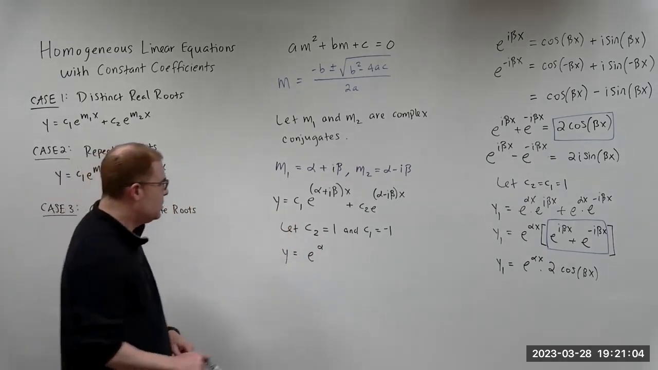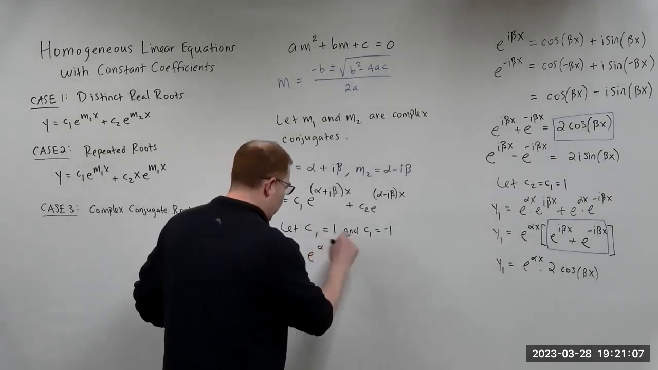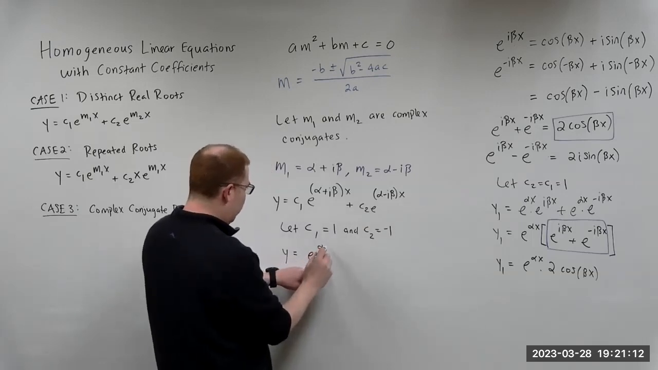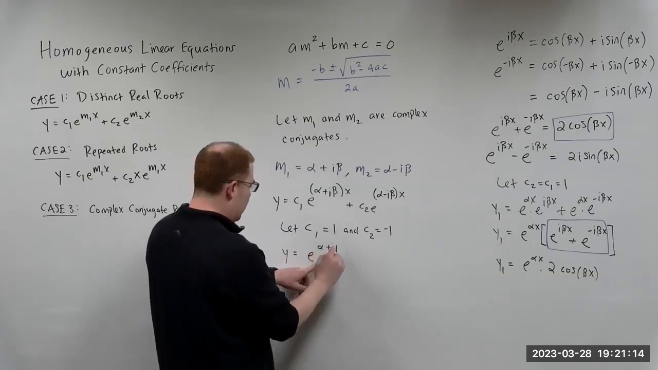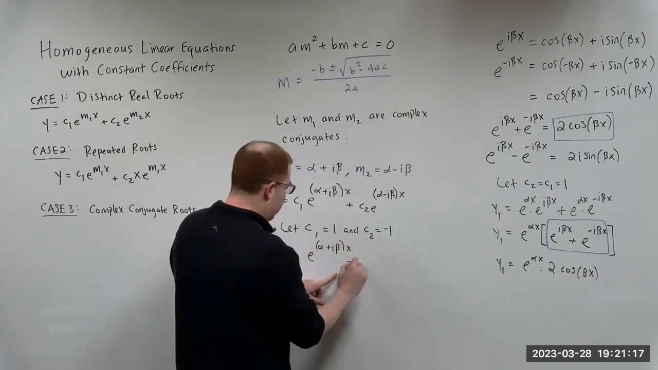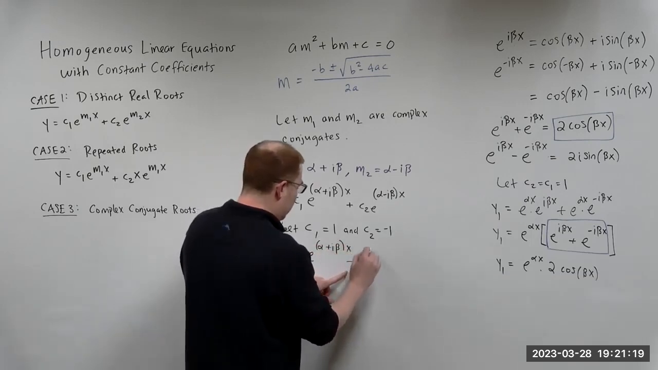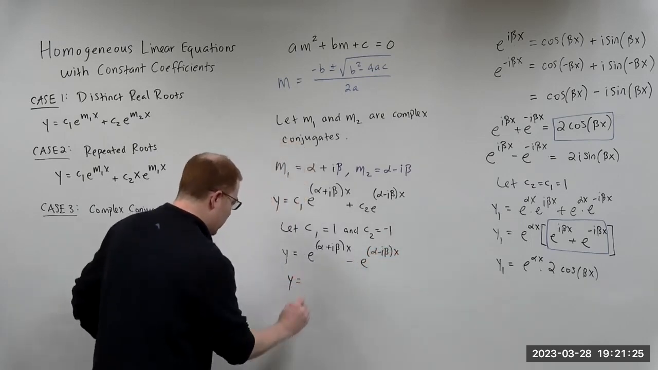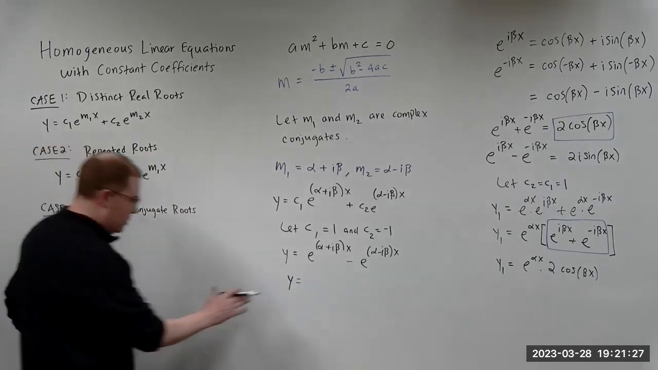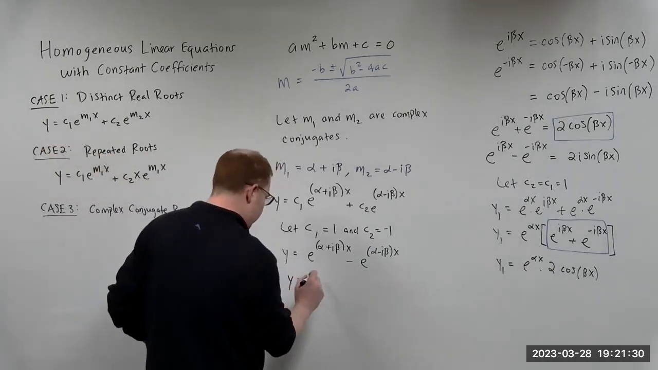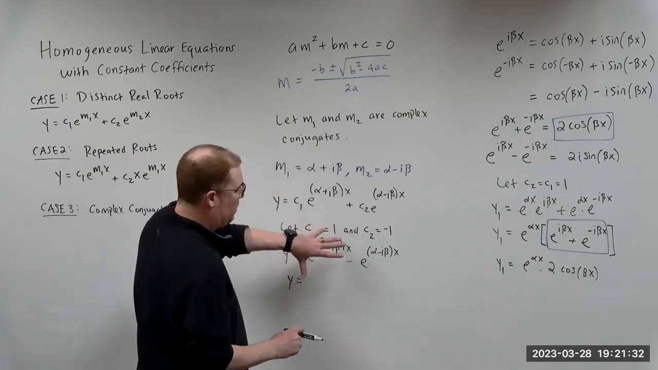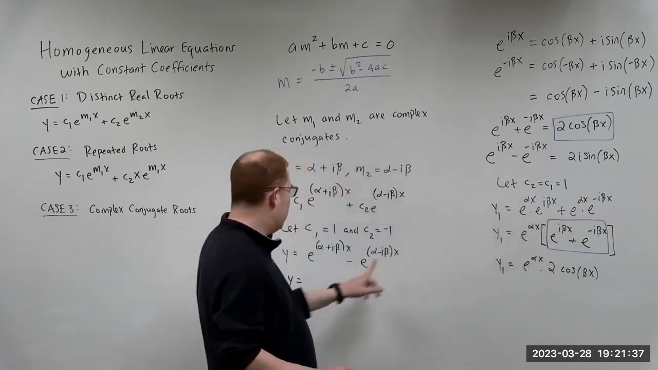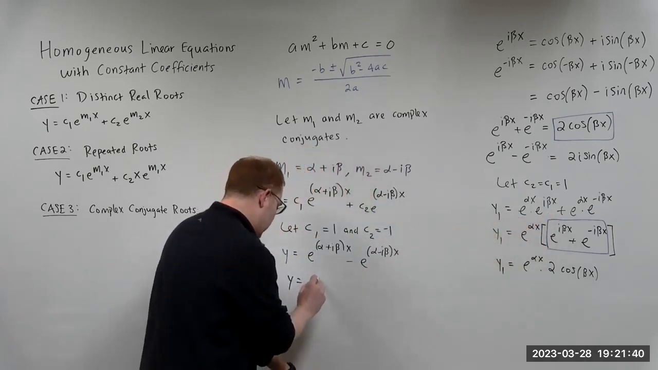So I want C1 to be 1 and I want C2 to be negative 1. That's on the second term here. So we have e to the alpha plus i beta times x, and then minus e to the alpha minus i beta. Okay, so we have y equals 2. Again, we can split things up here. We basically end up getting this. But there's a minus here, so let's go ahead and work that out.